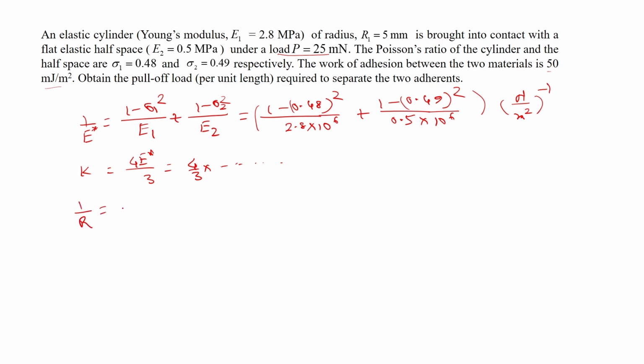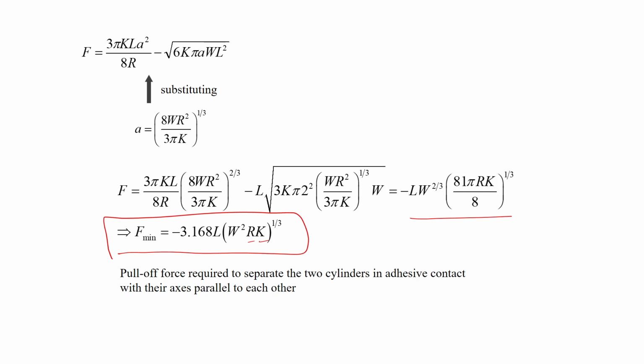Then R: 1 by R, the relative radius of curvature, will be 1 by r1 plus 1 by r2. So, 1 by r1 is here 5 millimeter, 5 into 10 to the power minus 3, MKS unit is the one that we are using, and this is a cylinder brought into contact with a flat elastic half space. So, r2 is equal to infinity, so 1 by r2 is equal to 0 here. So, I can get R is equal to 5 into 10 to the power minus 3 meter. So, we have all these quantities now, and we have the work of adhesion as well.